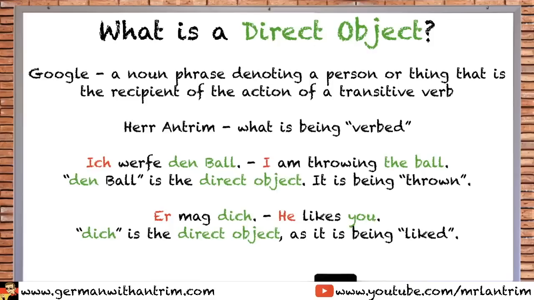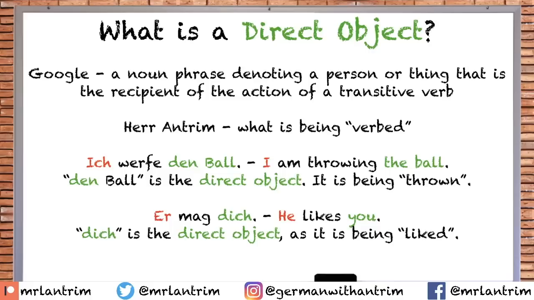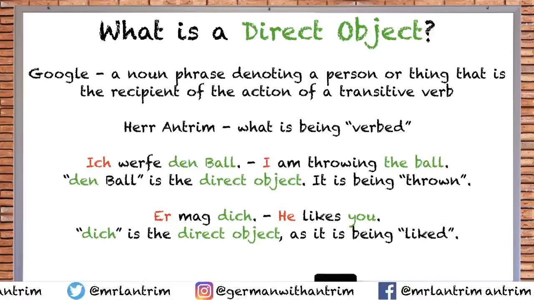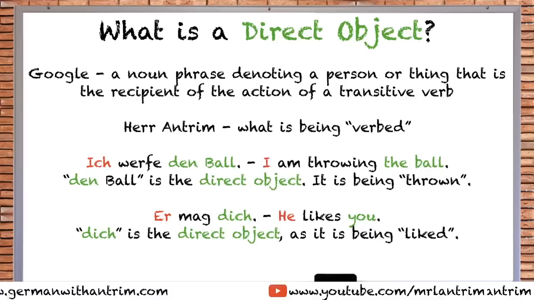So I give you a couple of examples here. Ich werfe den Ball. I am throwing the ball. The ball is the thing being acted upon. It's being thrown in this sentence. So that means that this is our direct object. Direct objects in German are accusative. So we have ich in the nominative case, the subject case, and den Ball in the accusative.